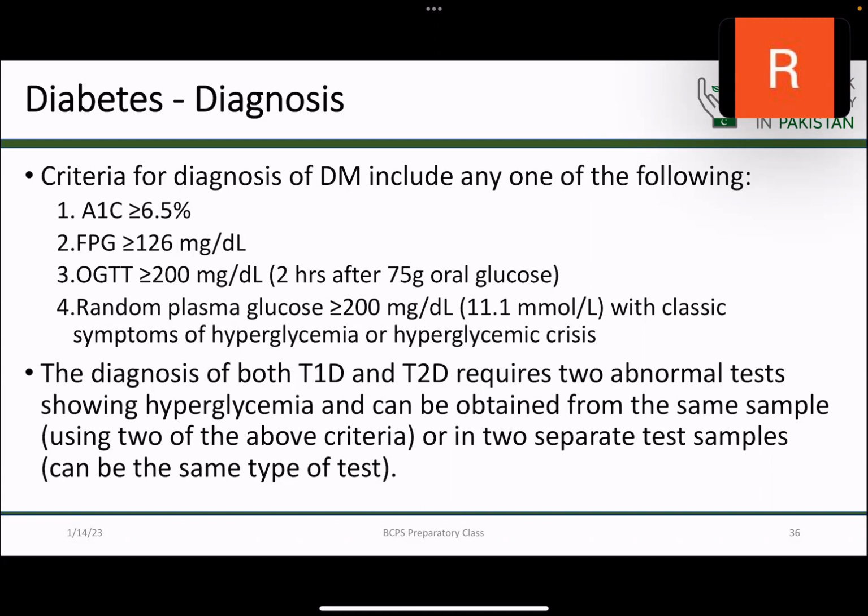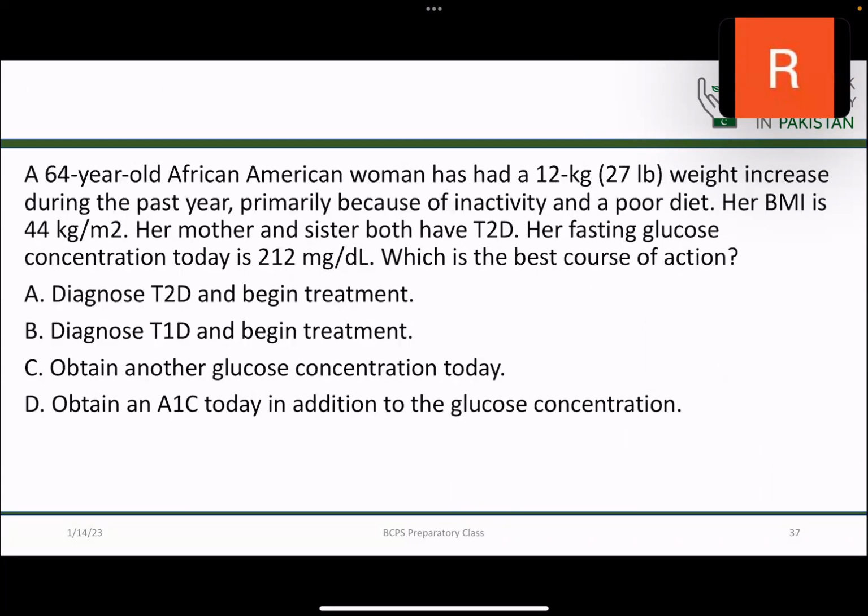The American Diabetes Association recommends that there should be at least 2 abnormal tests from 2 different categories, which I've mentioned above, and they can be obtained from the same sample, or from 2 separate samples. So this is one of the concepts which has been tested in one of the exams, that which test is required for a definitive diagnosis of diabetes mellitus. Yeah, so this is the case. This is also given in the workbook.